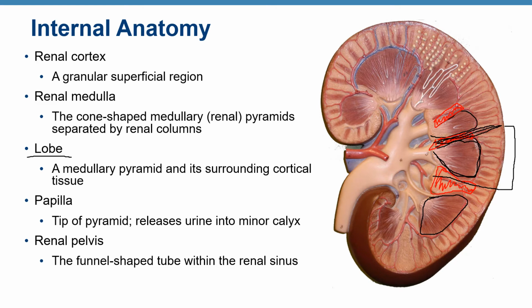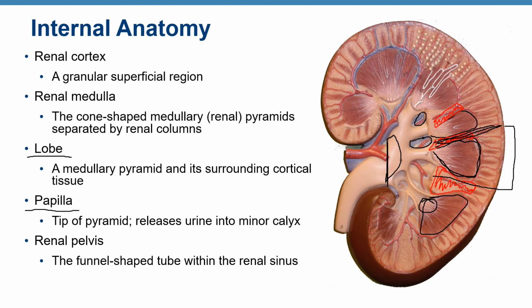Now at the tip of a pyramid, this one, this tip of each pyramid is called the papilla. And a renal pelvis is this structure over here. That's a renal pelvis, a funnel-shaped tube within the renal sinus. So the renal sinus is this part over here.